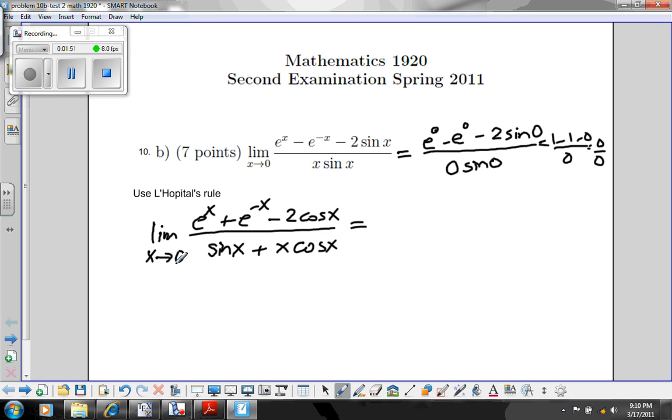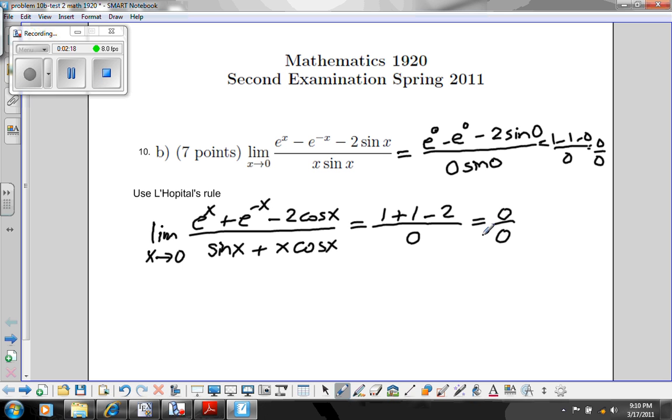Now again, let's go and substitute x equals 0 in there. So we get e^0 plus e^(−0). e^0 is 1. e^(−0) is just e^0, which is 1, minus 2 cos 0, which is 1, over sin 0, which is 0, plus 0 times cos 0, which is 0. So what are we getting here? We're getting 0 over 0 again.